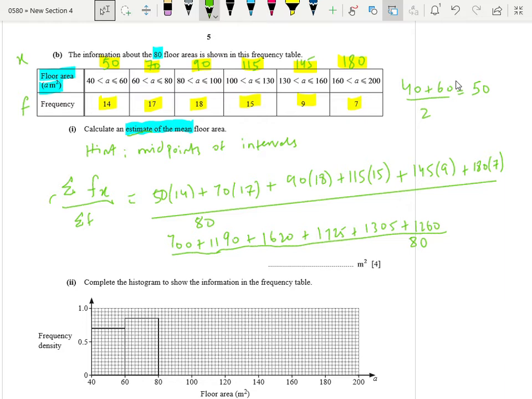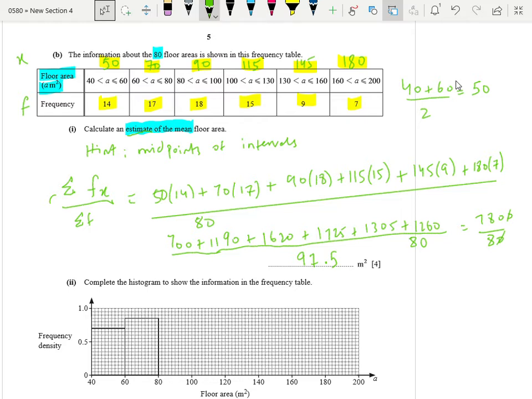So 1260 plus 1305 plus 1725, and all right, so that is giving me 7,800 divided by 80. I cancel the zero there, and then I divide it accordingly. So I get 97.5 meters square as my estimate of the mean.